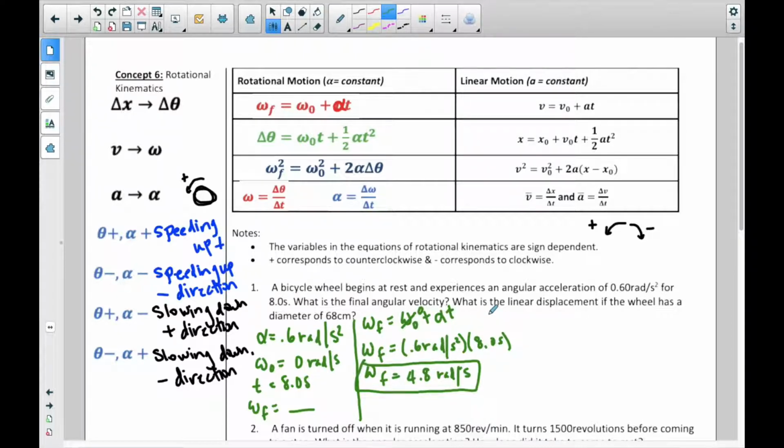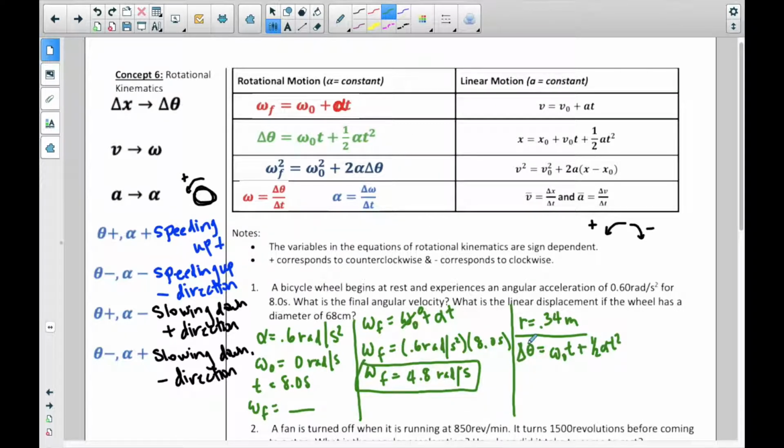Part B says, what is the linear displacement if the wheel has a diameter of 68 centimeters? Well, if the diameter is 68 centimeters, then the radius is 0.34 meters. And so we need to figure out what we should do with that and how we need to find the linear displacement. Well, before we get to linear displacement, why don't we find angular displacement first? And so let's find that angular displacement by using the second equation.